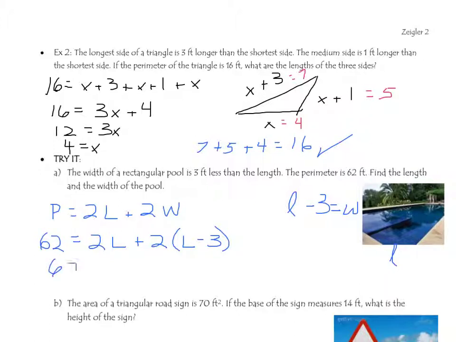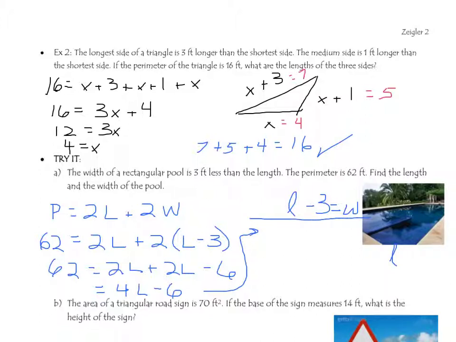So 62 equals 2L plus 2L, distributing the 2, minus 6, or 4L minus 6. So if we add 6 to both sides, then we get 68 equals 4L, and then we have to divide both sides by 4, and that gives us 17 equals L. And we plug 17 back into our original equation for L.